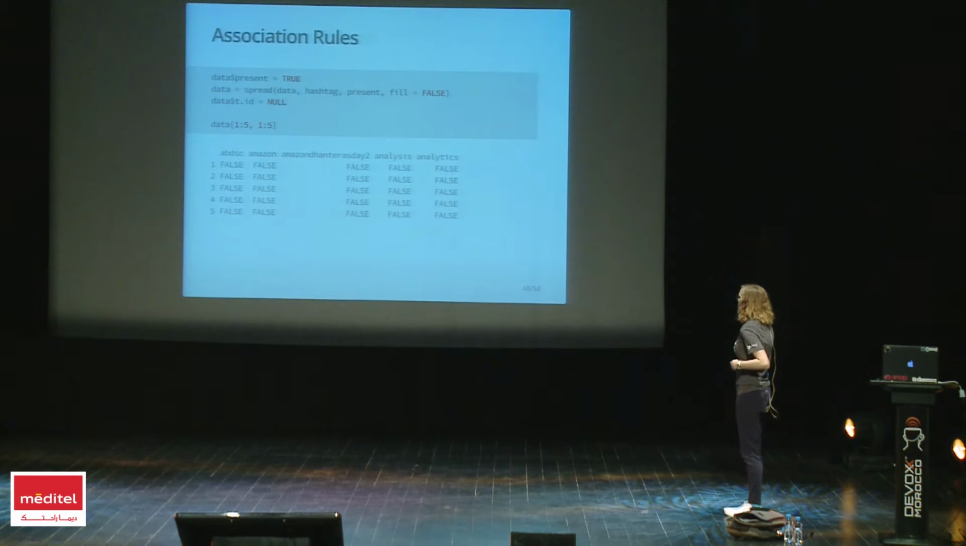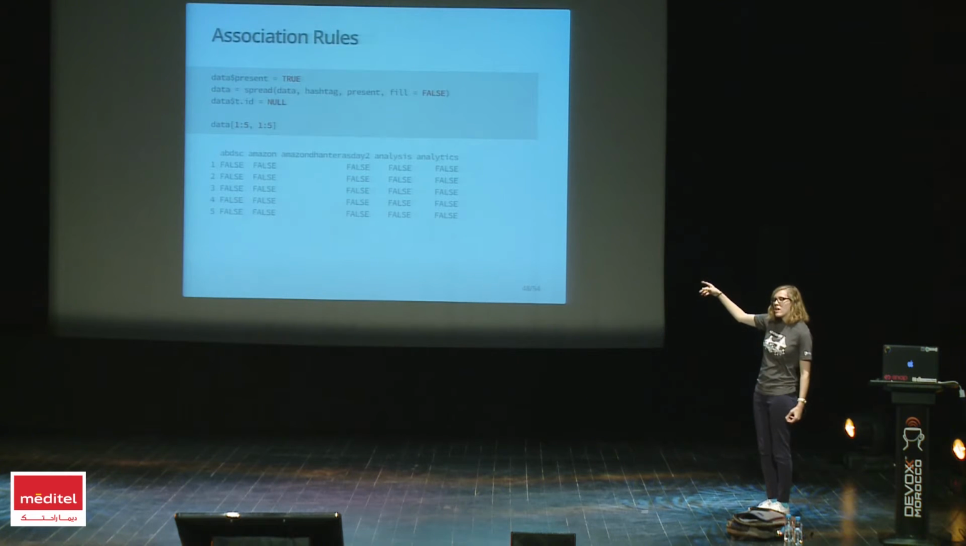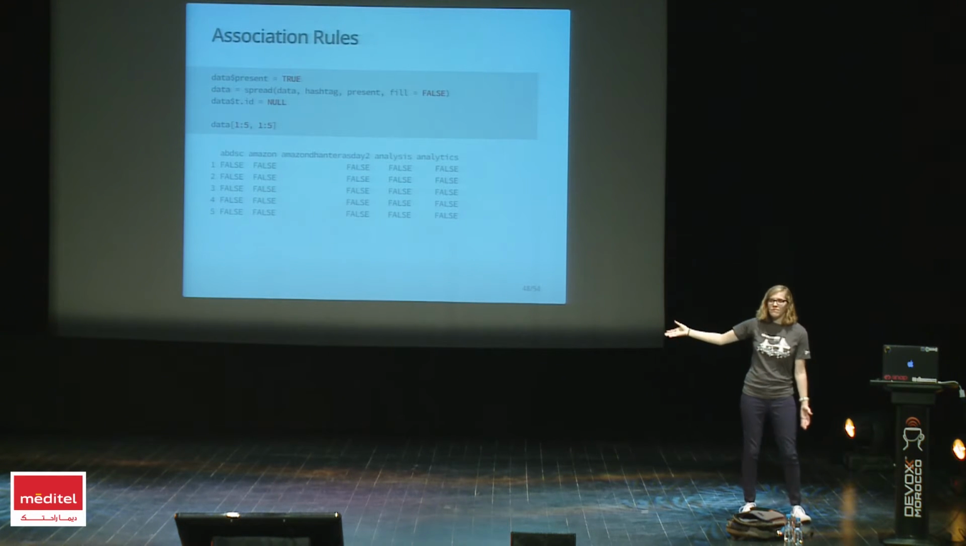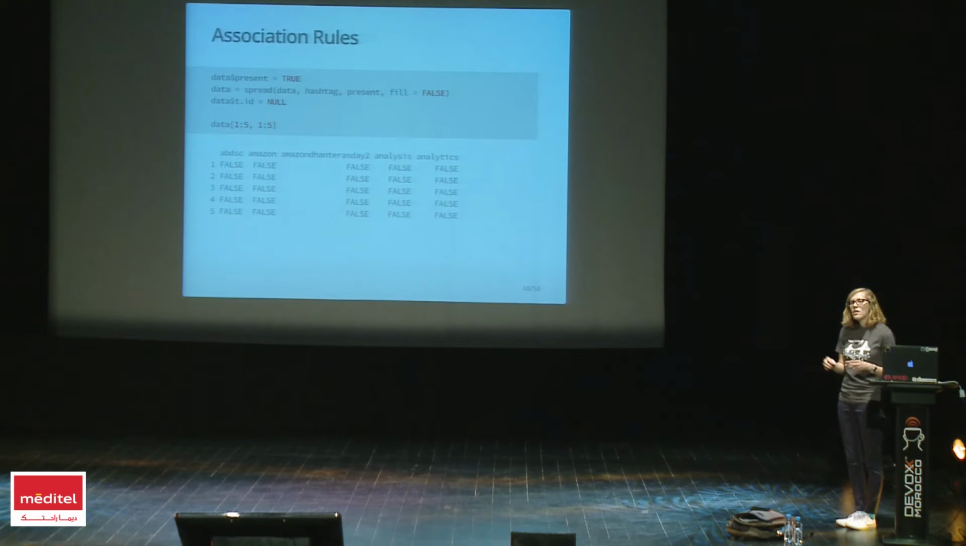Here we just have a data frame where each row is a tweet, and each column is a hashtag, and then we have a matrix saying true and false. This isn't a very good example because they're all false. But if tweet number 1 had the Amazon hashtag in it, then that value would be true. So this is just a Boolean matrix saying this tweet did have this hashtag. This is the format that the arules package expects your data to be in before you run this algorithm.